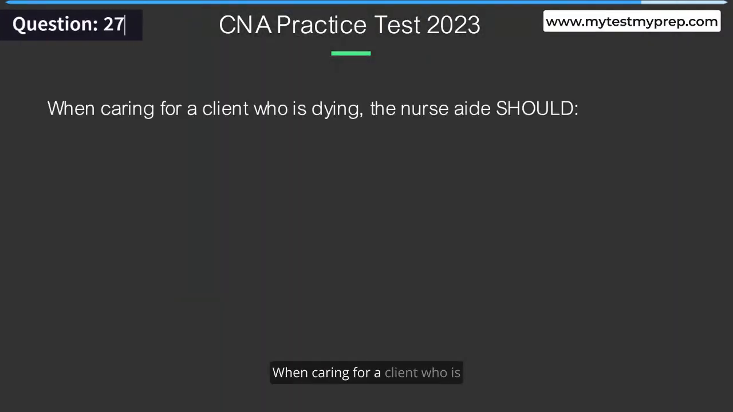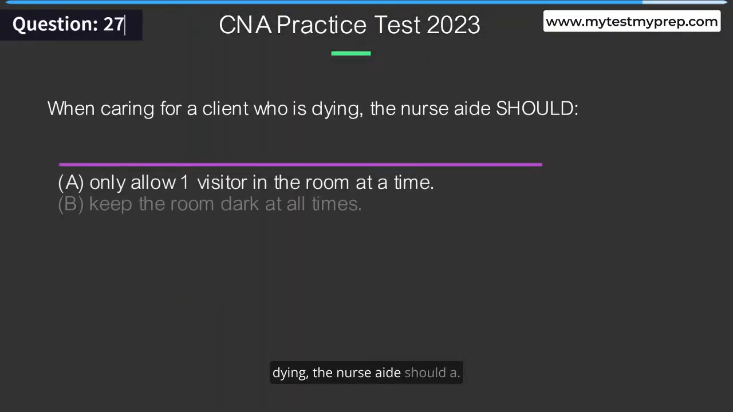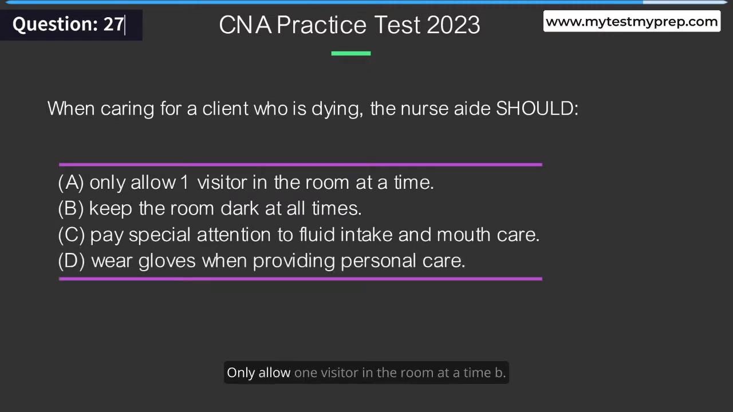When caring for a client who is dying, the nurse aide should: A. Only allow one visitor in the room at a time. B. Keep the room dark at all times. C. Pay special attention to fluid intake and mouth care. D. Wear gloves when providing personal care. Answer: C. Pay special attention to fluid intake and mouth care.